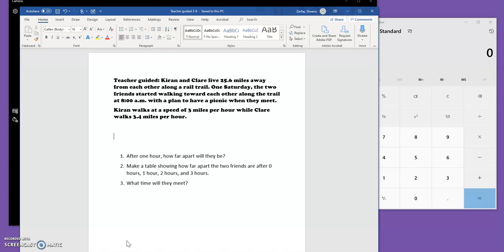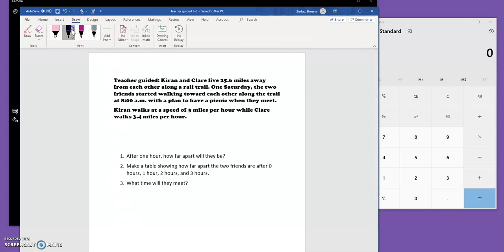What I'm going to do to start is, on a question like this, it will be helpful to draw an image of what's happening. So in this problem, we have two friends, and I'll have K for Kieran, and on the other side of the trail we have Claire. The distance between these two girls right now is 25 and 6/10 miles, and they're going to walk this way. They're walking inwards together, so getting closer. Now we're going to try to figure out, based on their speeds, how far apart they are.